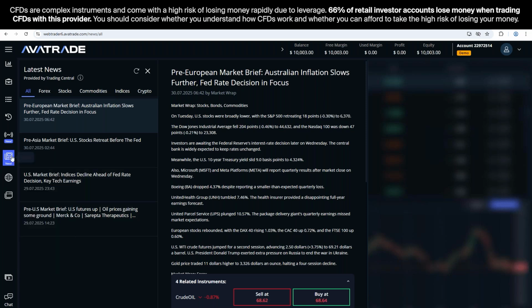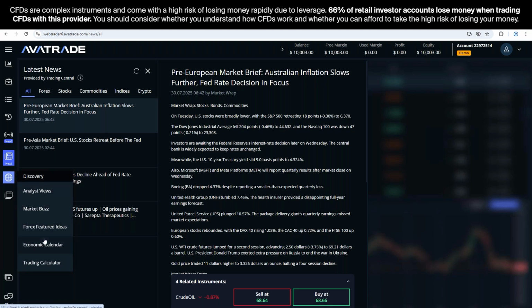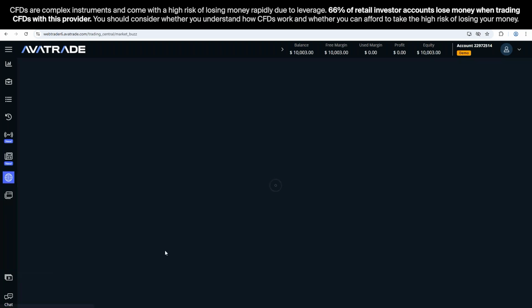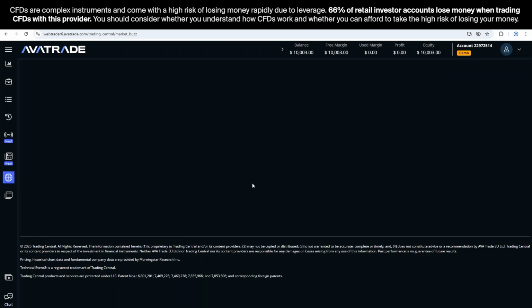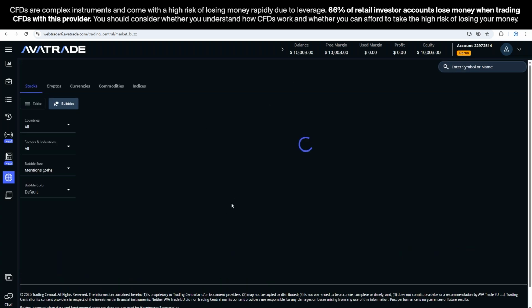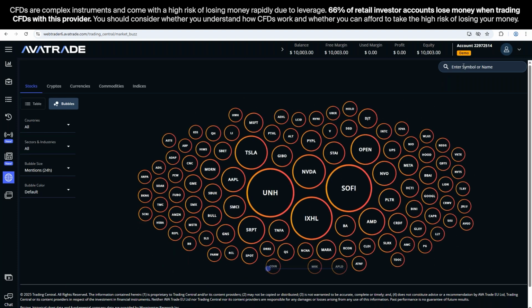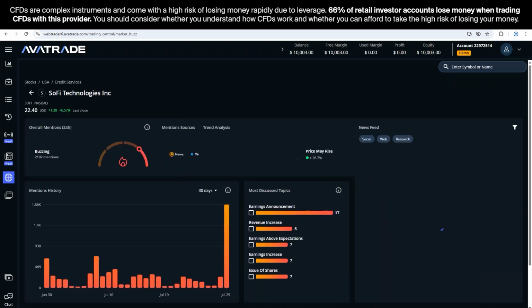Now, if we scroll a little further down, we've got Discovery, this globe icon here. We've got analysis views, market buzz, forex features, ideas, economic calendar, and trading calculator. We're going to stop on market buzz to see how it's constructed. This is also from Trading Central. Here you can even search for a particular instrument, and we've got SoFi Technologies, NVIDIA, United Health, and all kinds of things. We can maybe go with SoFi Technologies and see what news they have.